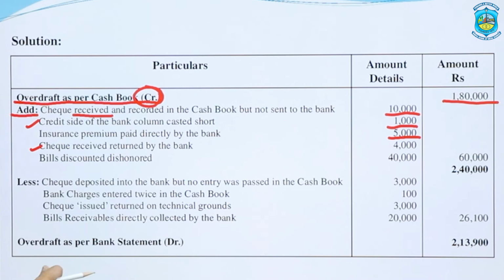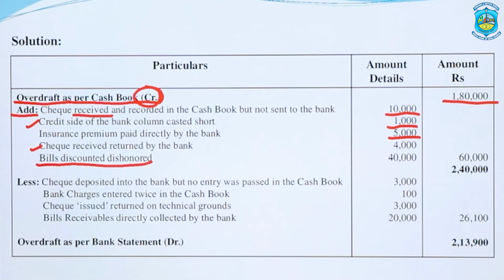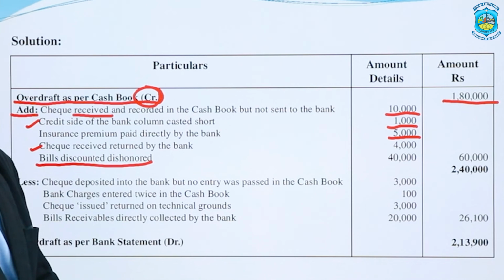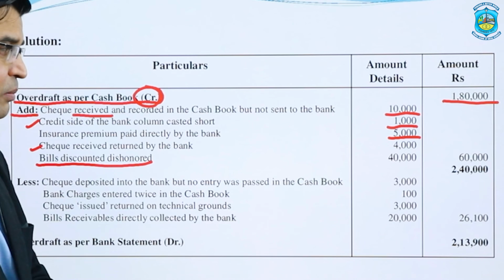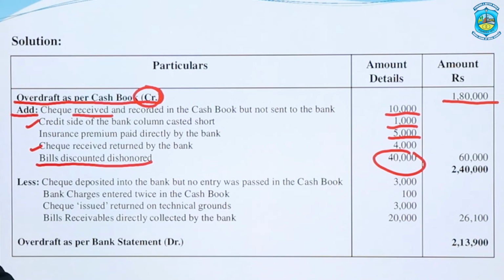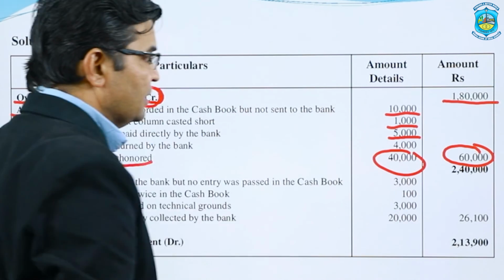Checks received returned by the bank. It means these checks have not been credited by the bank in our account. So our cash book has wrongly been increased. And finally, bills discounted, dishonored. Those bills which we have already recorded in the cash book, that is called bills receivable for us, but the bank has not cleared the amount of rupees 40,000 in our account because those bills have been proven as dishonored. So these items worth rupees 60,000 will be added in this balance.